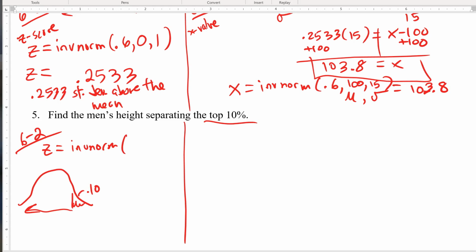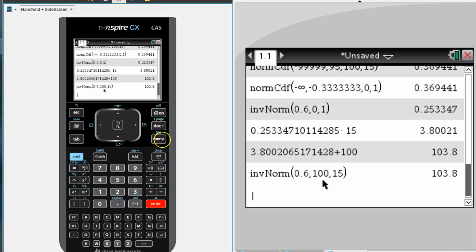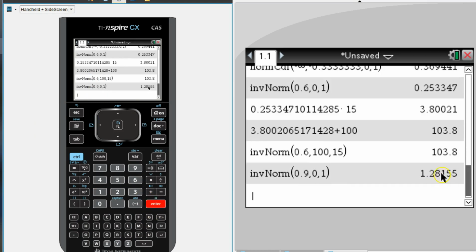So what you have to do is you have to go, well, the top 10% is the same thing as 1 minus that percentage, or 0.9. If I have 10% on the right, that means I have 90% on the left. The top 10% is the same thing as the lower 90%. Comma 0, 1 for a z-score. I'm just going to change this to 0.9, comma 0, comma 1, 1.28155.